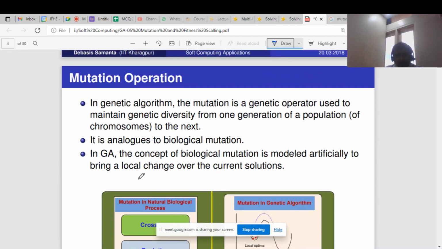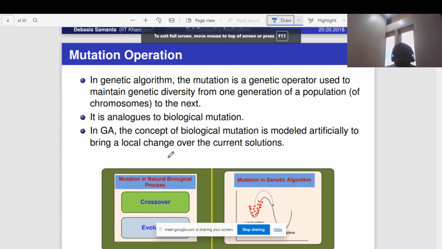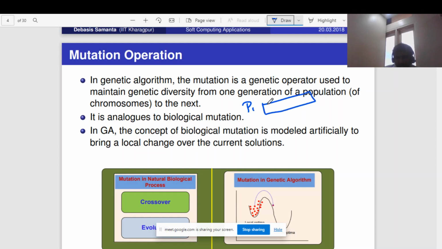So to start with, first of all, what is mutation? Let us try to understand mutation from the genetical point of view. From the point of view of genetic algorithm, say for example, there is a parent chromosome P1. It is something like this. This is the feature of parent P1, these lines. And there is another parent P2. It is something like this, say checked.